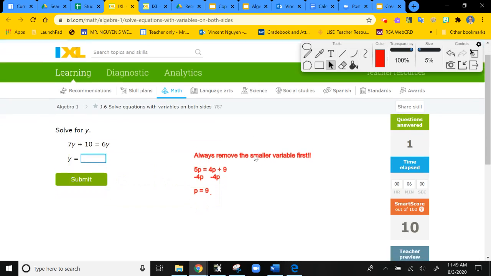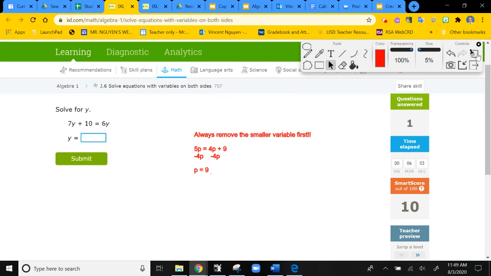Submit. Okay, very good. All right, remember, keep moving the variable first. So let's start with this one. Now we have 7y plus 10 equals 6y. Okay, I'm going to do this slowly first.